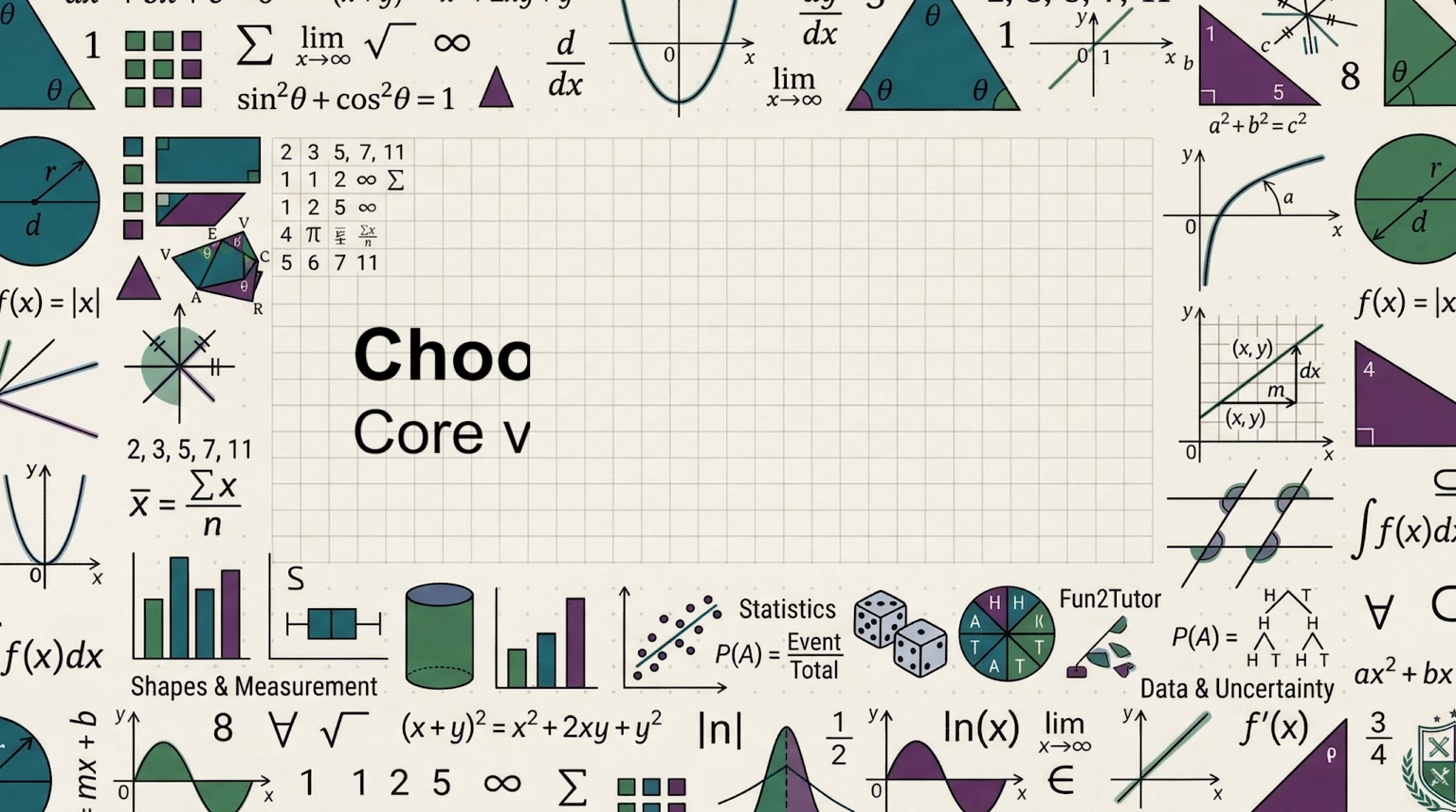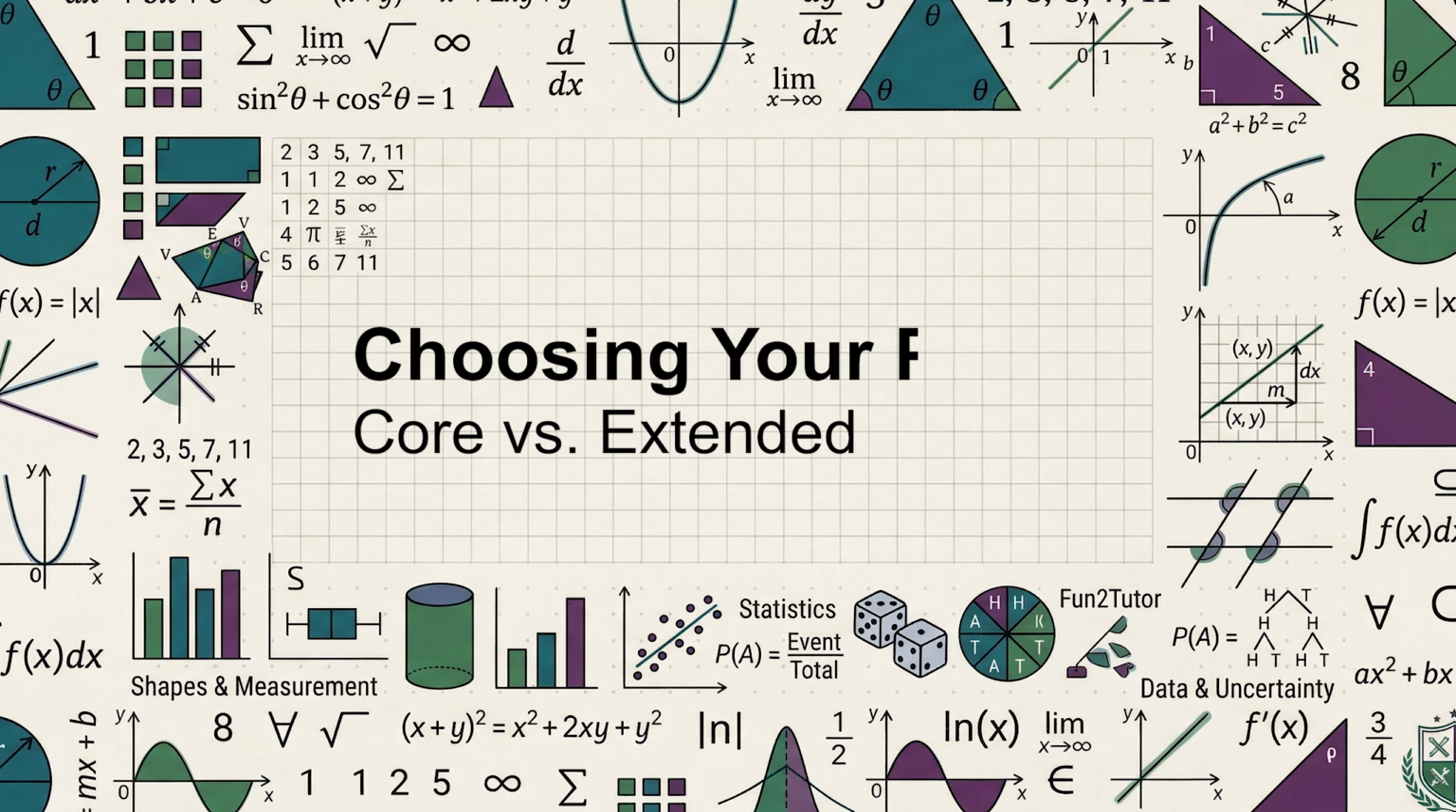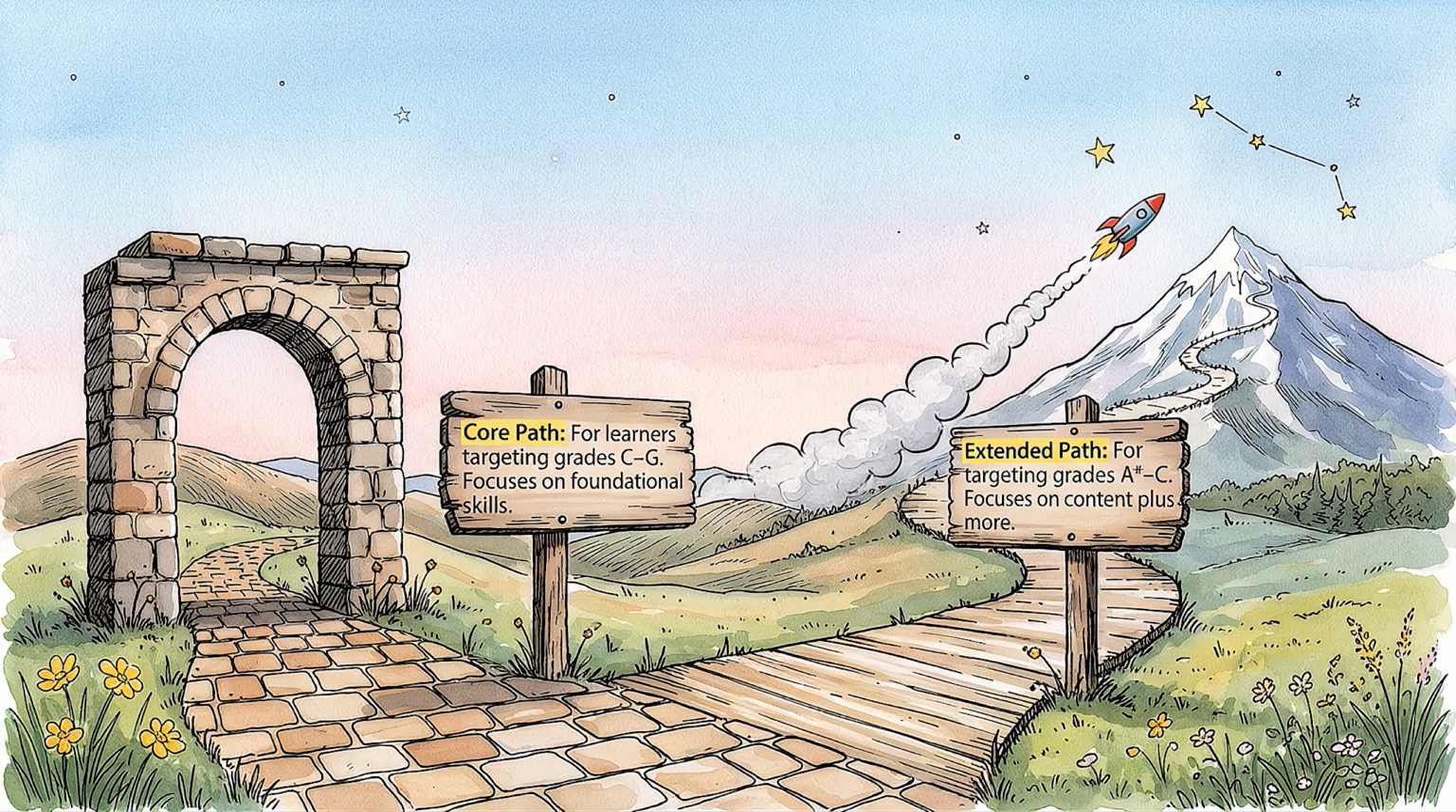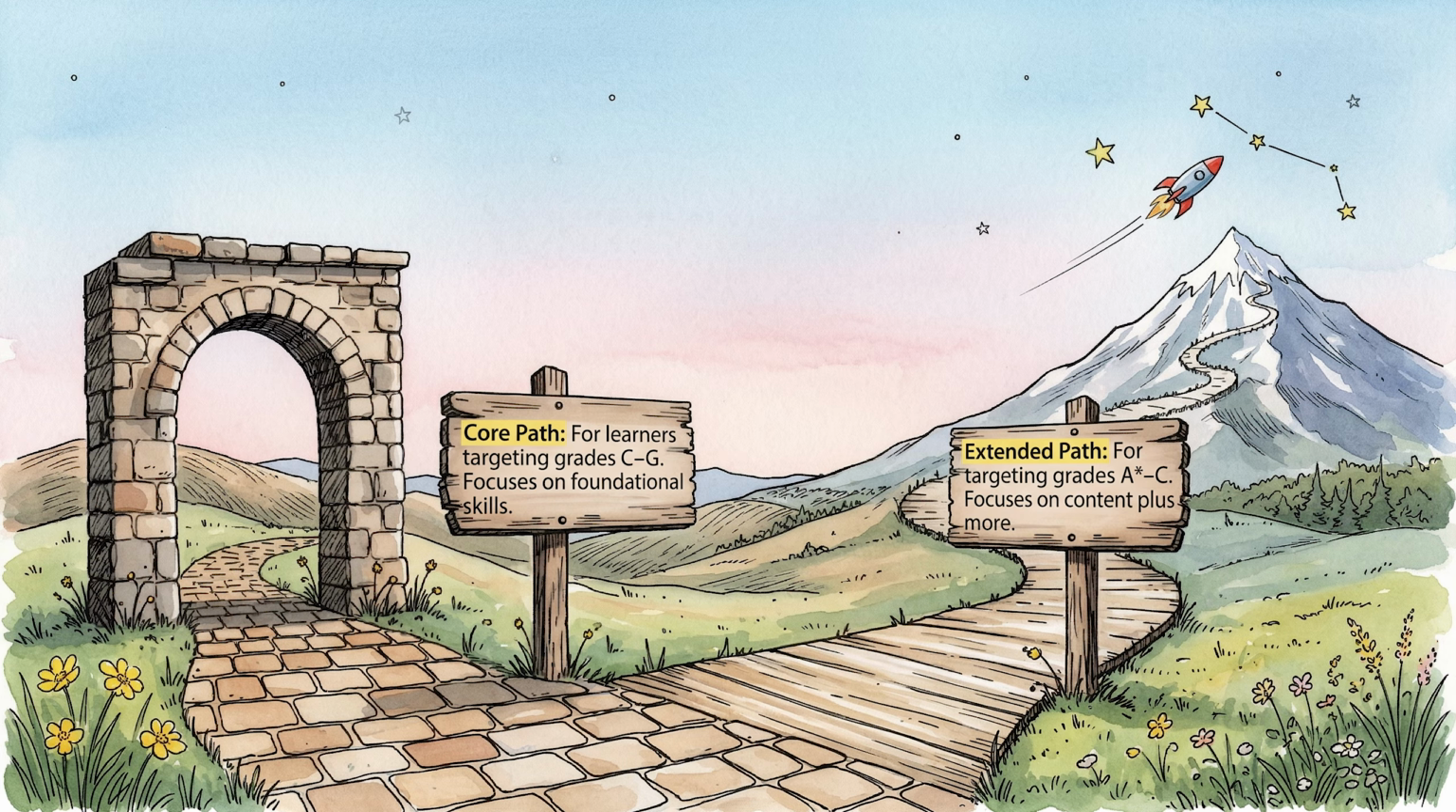Okay, before we dive into the topics themselves, you should know that you have an important choice to make. You see, IGCSE Maths isn't just one single road. There are actually two different paths you can take. And here's what that choice looks like. You've got the core path, which is all about building a super solid foundation in math. This is for students targeting grades C to G.